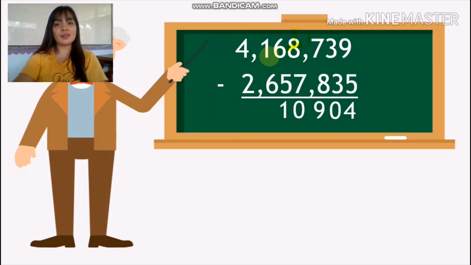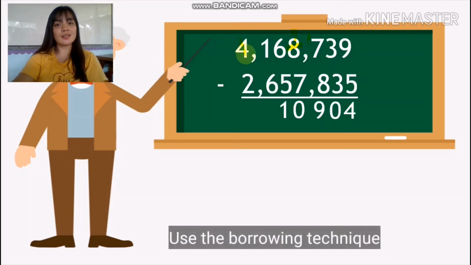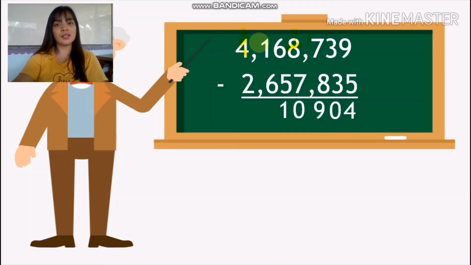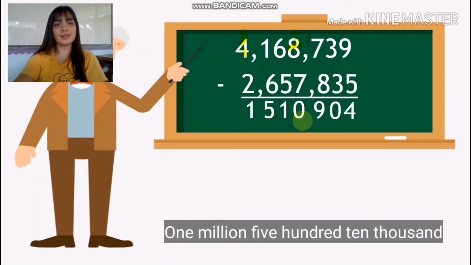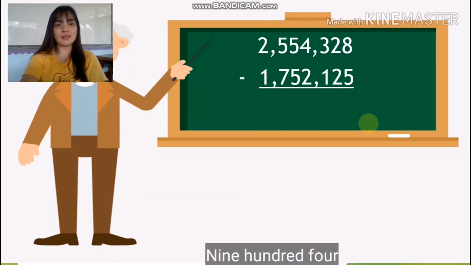How about 1 minus 6? So what are we going to do? We're going to use the borrowing technique. So we're going to cancel 4. So this makes us 3 already. Then we put 1 there. So 11 minus 6 is 5. Then 3 minus 2 is 1. So our answer would be 1,510,904.